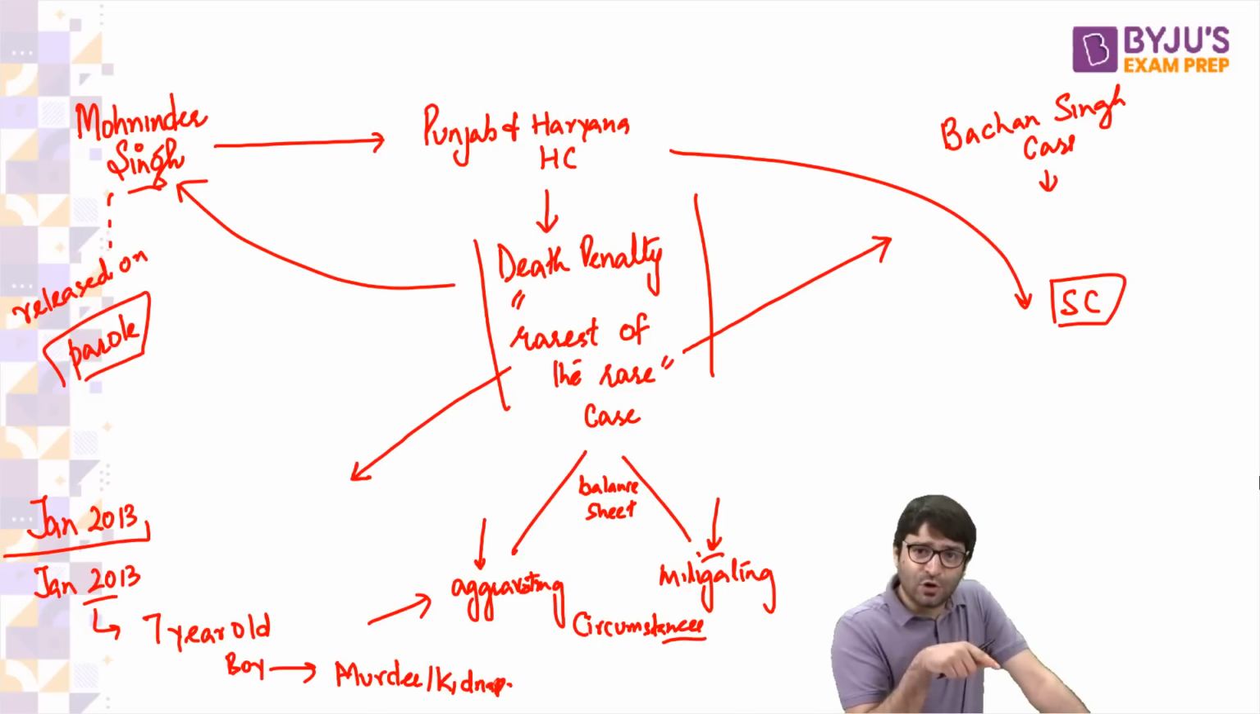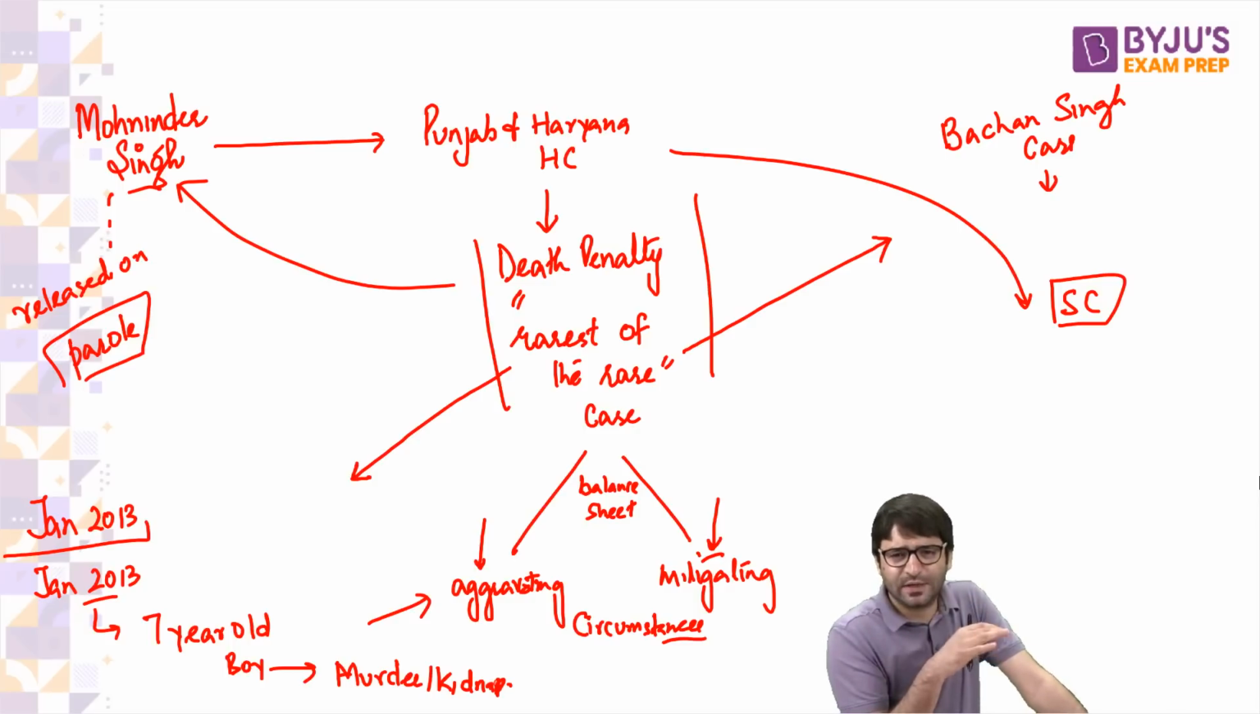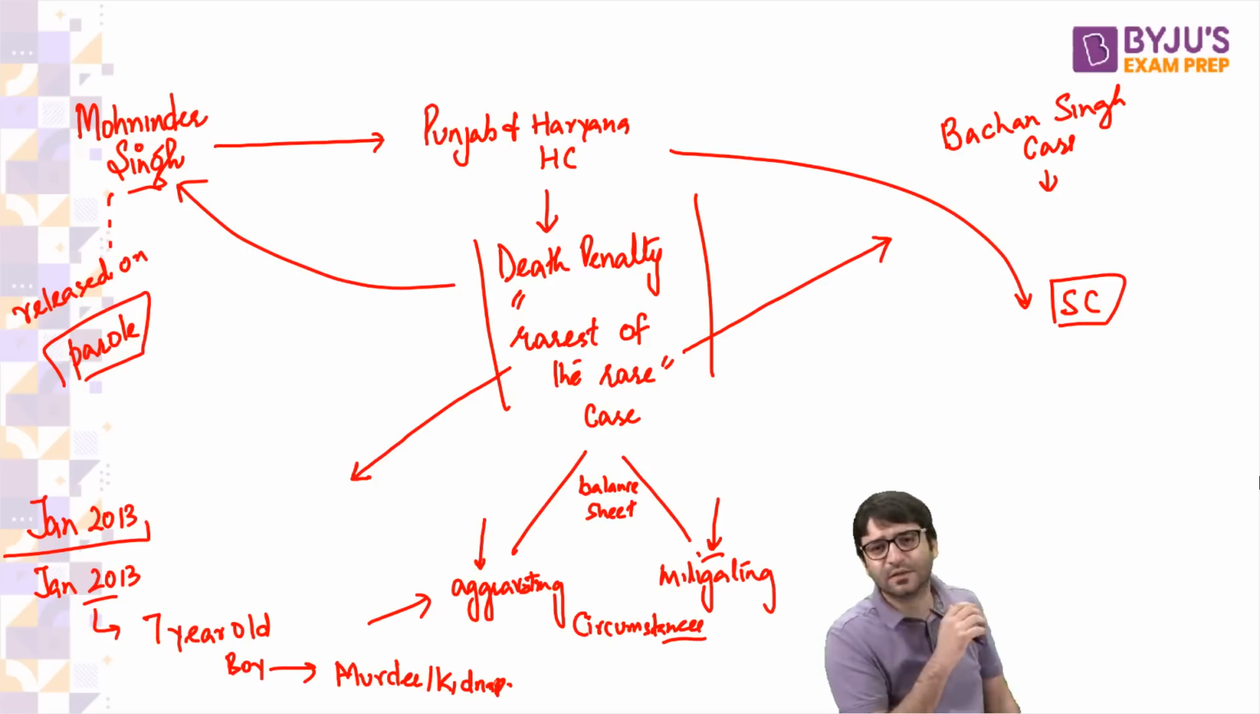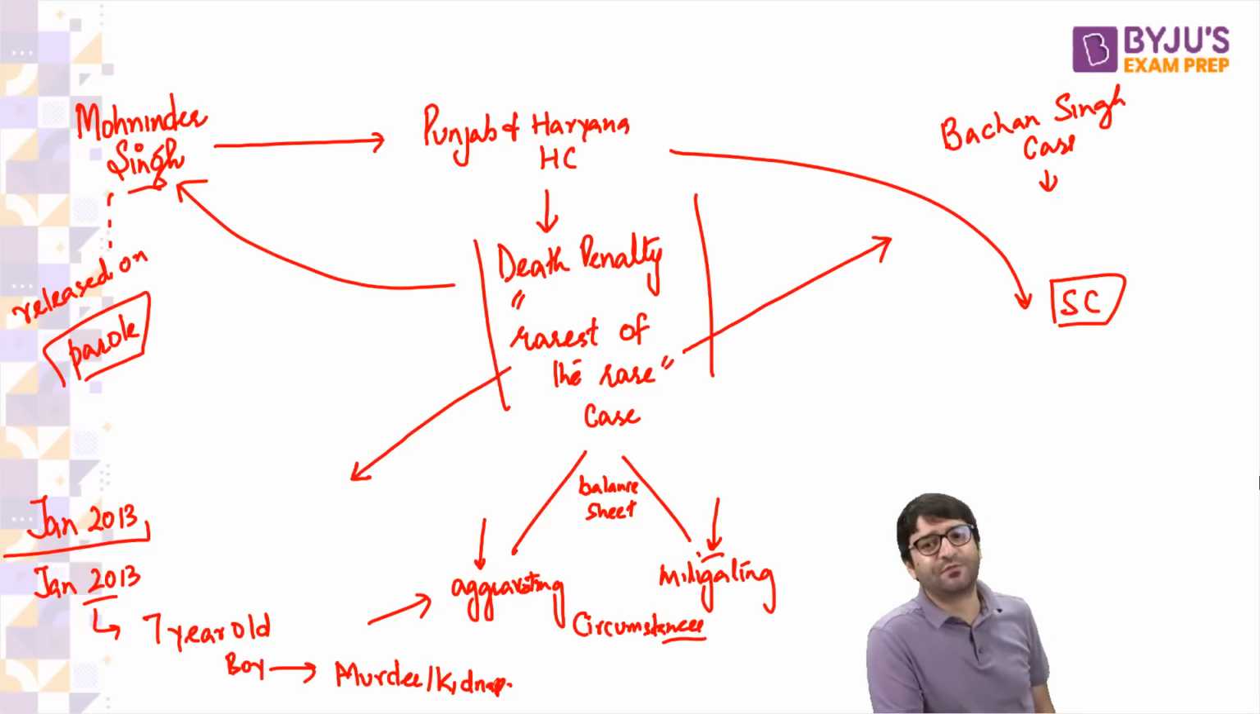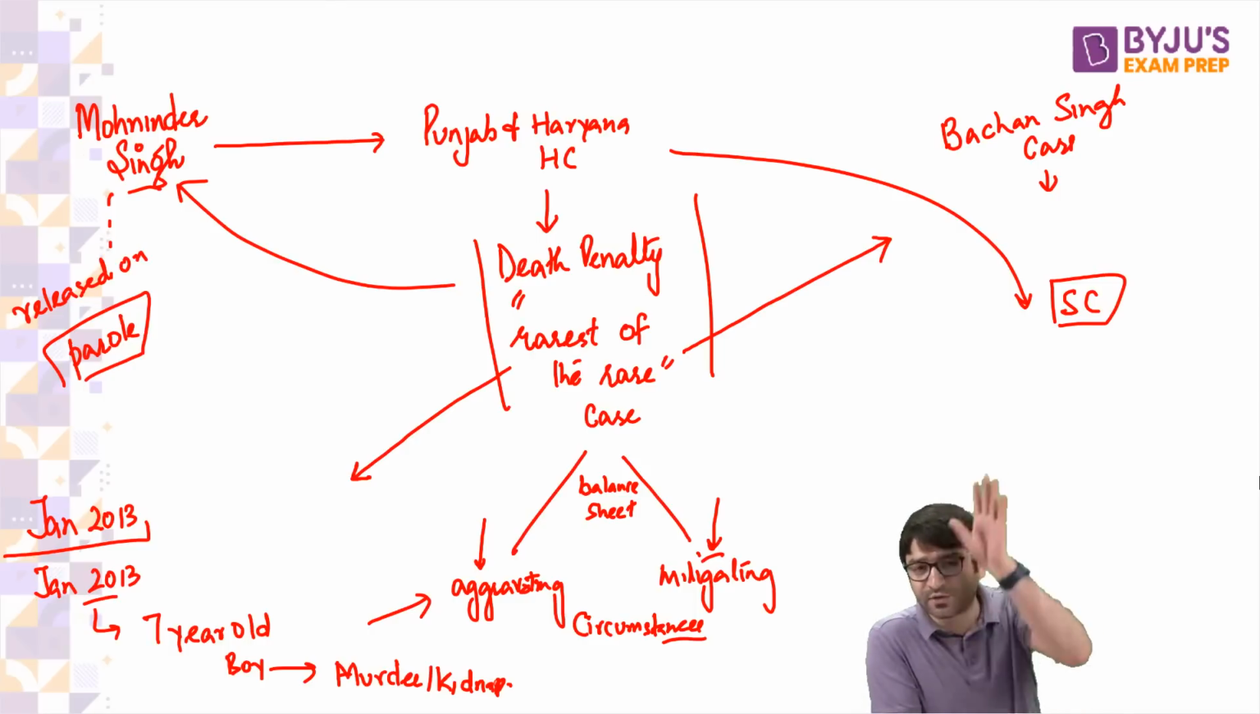The same judge who said Moninder Singh, his case does not fall in the category of the rarest of the rare case. Basically saying, so what, he killed his daughter, he killed his wife, the same daughter he had raped previously, for which he was serving life imprisonment. But this is not the rarest of the rare case. This is a crime for which life imprisonment should be sufficient. But the same judge is now hearing a case where a 7-year-old boy was kidnapped and then murdered. The judges said this is the rarest of the rare case.